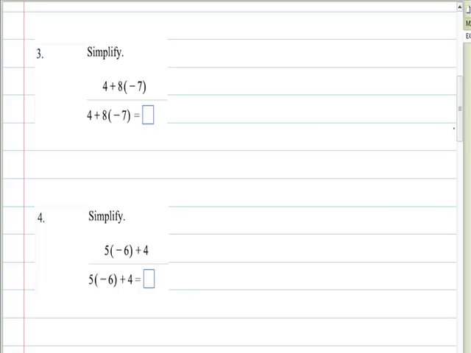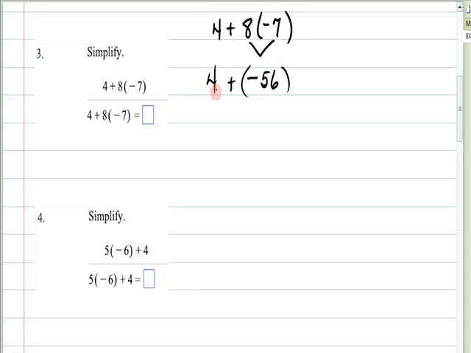Number 3. I have 4 plus 8 parentheses negative 7. Now, in the Aunt Sally rules, P for parentheses, when I look inside these parentheses, there's nothing to do. These parentheses are not holding an operation to do. These are just number holders. So I can really ignore those parentheses as far as what do I do first. I have addition and I have multiplication. Multiplication has a higher priority. Positive 8 times negative 7, a positive times a negative gives me negative 56.